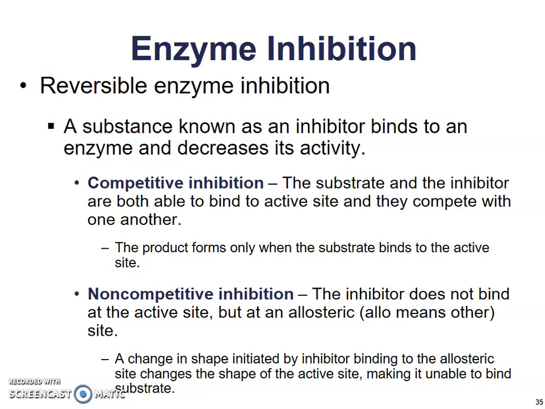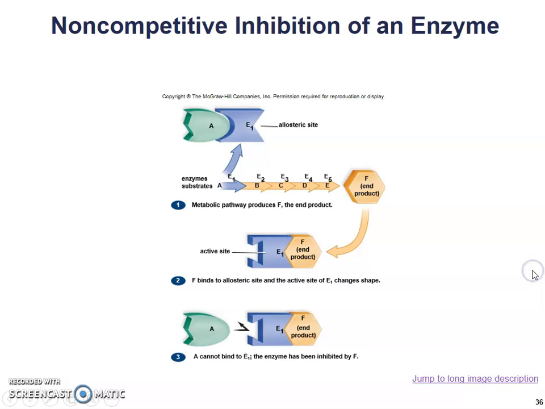In non-competitive inhibition, the inhibitor does not bind to the active site, but to an allosteric site, somewhere else on that enzyme. A change in shape initiated by the inhibitor binding to the allosteric site changes the shape of the active site, making it unable to bind to the substrate. So non-competitive inhibitors bond with the enzyme somewhere other than the active site and change its shape.